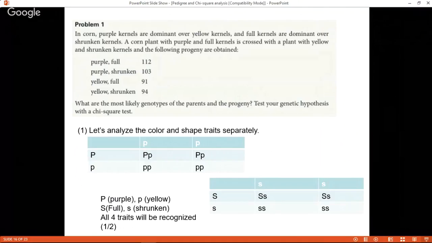We get dominant for the purple, homozygous recessive for the yellow. And then we do the same thing for the shape trait. Big S with small s, small s. The big S is for full, the small s is for shrunken, and we get 1/2 shrunken and 1/2 full. That is dominant and homozygous recessive. And you can see with our Punnett square that all 4 phenotypes will be recognized. 1/2 purple, 1/2 yellow, 1/2 shrunken, 1/2 full.